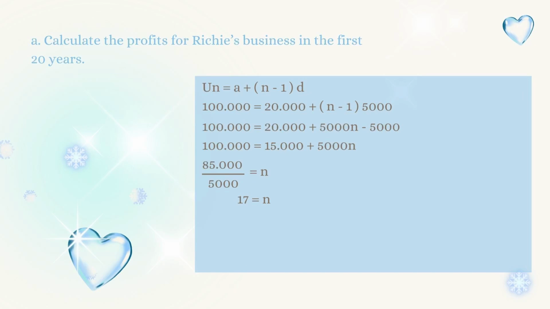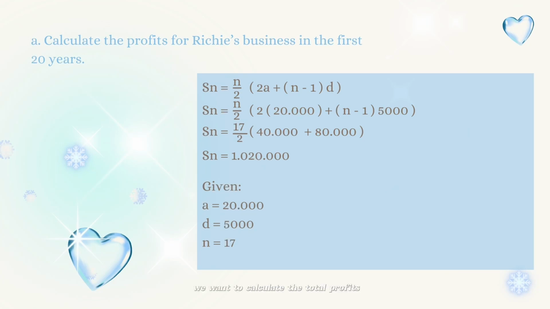We can't calculate the 5,000n because the n is a letter instead of numbers that are the same. So, 20,000 is subtracted by 5,000. In the end, we get 15,000 plus 5,000n. Then, we move the 15,000 to the left-hand side, where 100,000 is subtracted by 15,000. We then get 85,000. Then, to get the n, 5,000 is moved to the left-hand side, so 85,000 is divided by 5,000. As a result, we get n is 17 years.